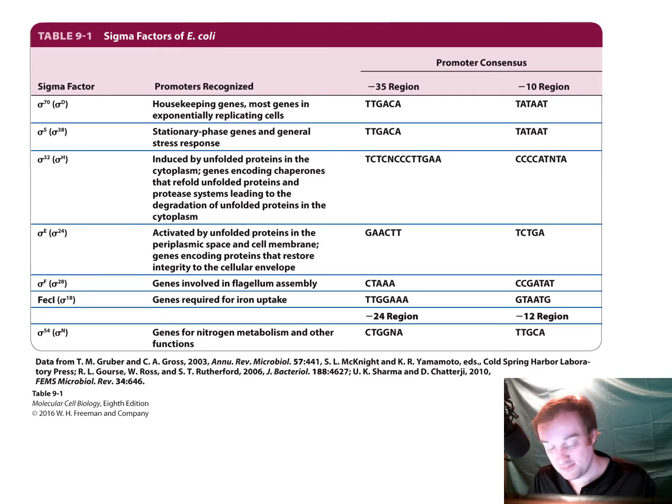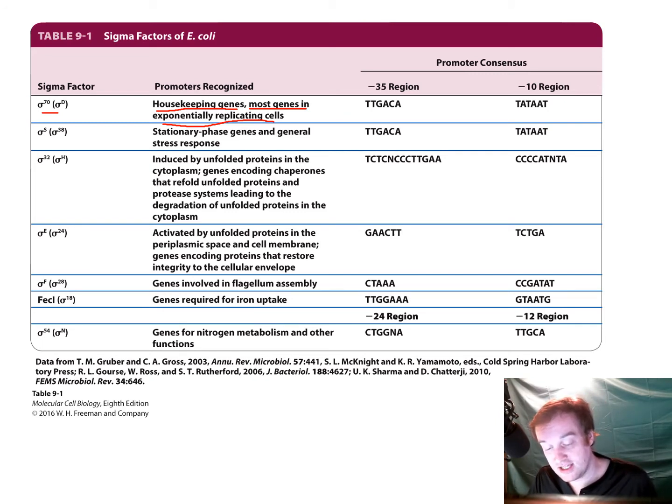So take a step back. Let's look at this as an example here. So we have sigma factor 70. And so this sigma factor will interact with polymerase to turn on housekeeping genes and most genes that are involved in cells that are replicating. And so whenever that sigma 70 binds to polymerase, it is making genes for those purposes.